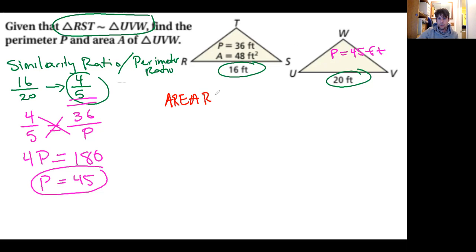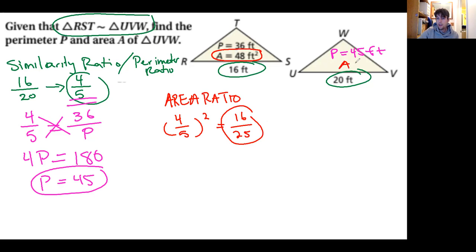Well, our area ratio is always found by taking our similarity ratio and squaring it, raising it to the second power. So 4 to the second power is 16. 5 to the second power is 25. So this is my area ratio. This doesn't reduce, so we have to leave it like that. We can use it to set up a proportion, though. I can use this known area and an unknown area to figure it out.